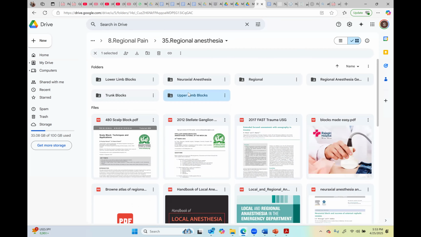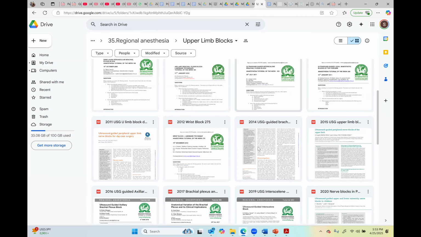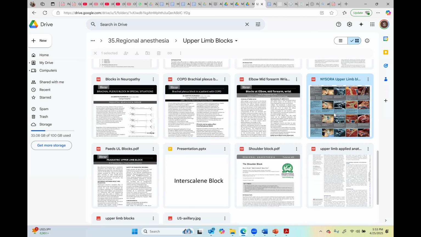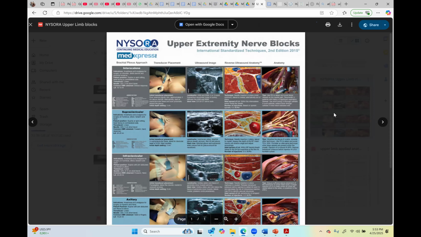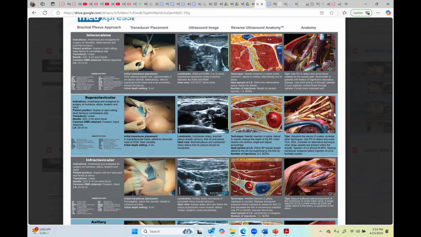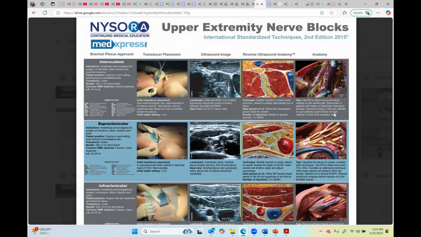And about the articles here, someone was asking about the blogs. All the blogs are here, you can have a look at these. Nysora is a wonderful source. Even in the exam, they can give you pictures of various blocks, so you should tune your eyes for these things.